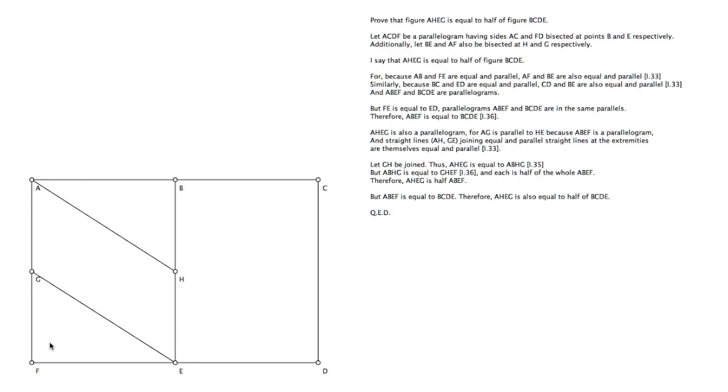So these sides have been bisected at points B and E, and then we're going to bisect the lines AF and BE as well. So here we have additionally let BE, which I've already drawn in, and AF be bisected at H and G respectively. So here's the claim. I say that AHEG is half of figure BCDE.